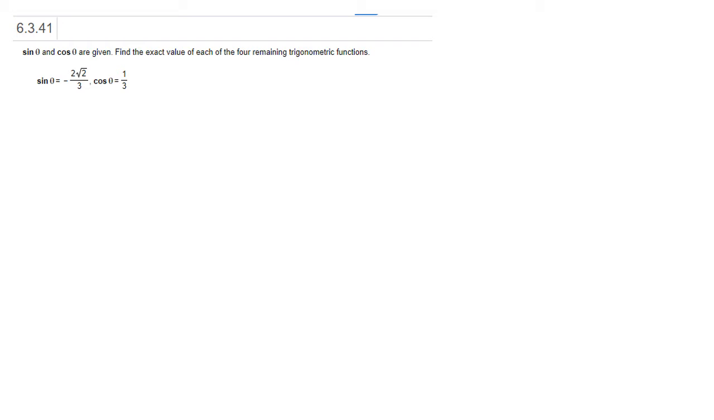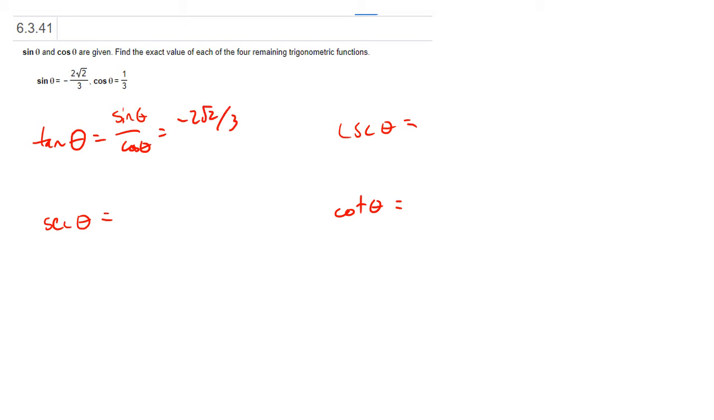Sine and cosine are given. Find the value of everything else. So we're given sine and cosine, which means all we have to find are tangent, secant, cosecant, and cotangent. Well, tangent is sine theta over cos theta. So that's negative 2 root 2 over 3 over 1/3. The 1/3s cancel, and this is just negative 2 root 2.